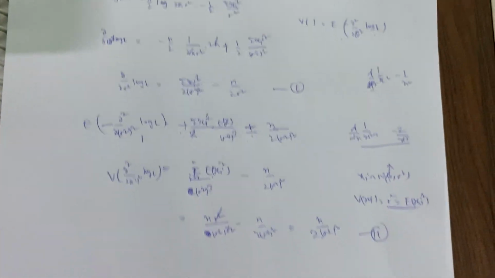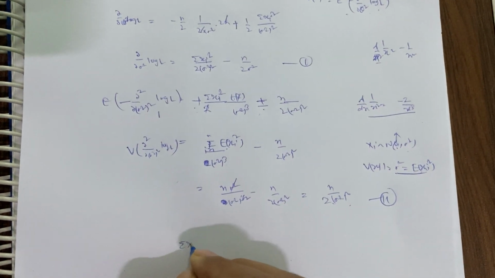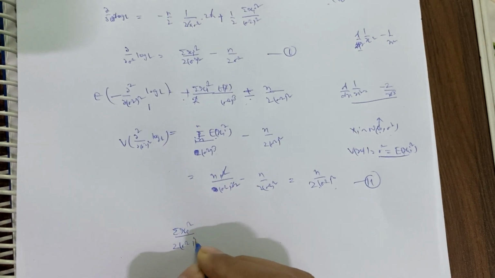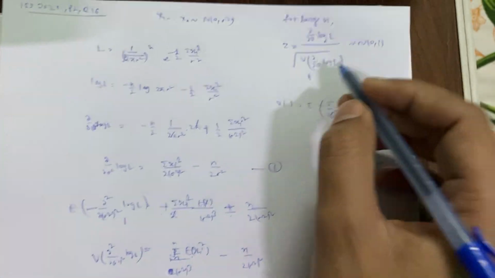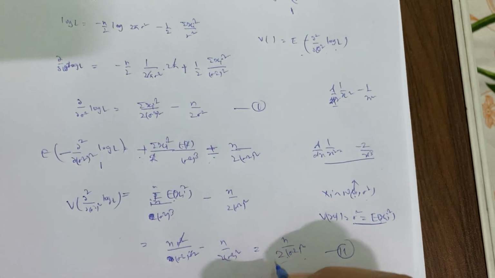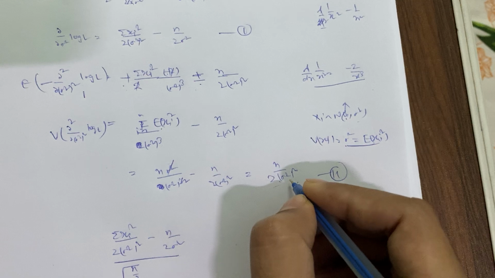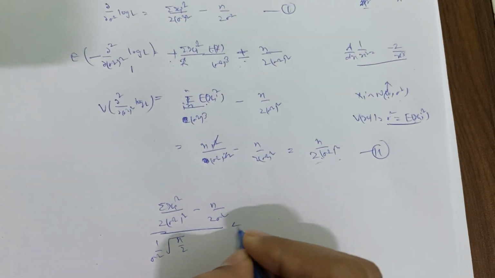So the statistic is summation xi square divided by 2 sigma square, whole square, minus n by 2, divided by the square root of the variance. Now the variance of this is n by 2, so when we take the square root of this, we will have 1 by sigma square here.